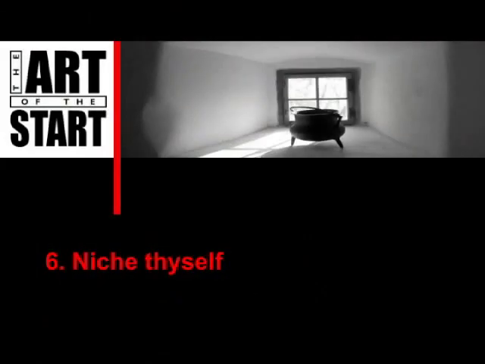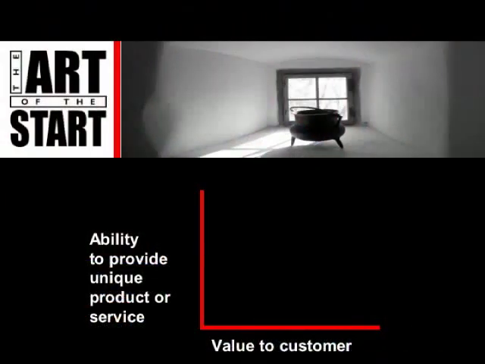The sixth thing is to niche thyself. This is all the marketing you ever need to know. It's also probably all the R&D and product design you ever need to know. I think that this chart can explain basically all of marketing and product design. On the vertical axis is the ability to produce a unique product or service. On the horizontal axis is the value of that service or product to the customer.